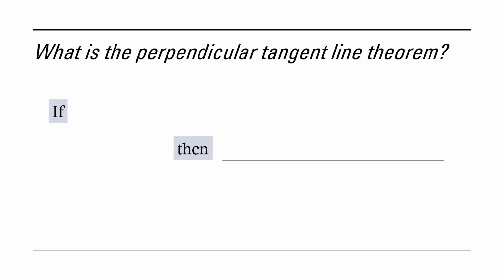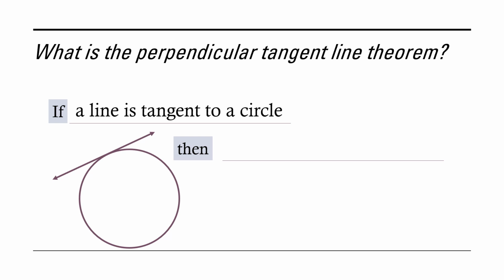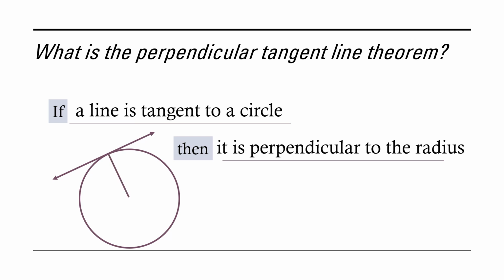The first property of tangent lines is this perpendicular tangent line theorem. It has the same format as most theorems, if then. If a line is tangent to a circle, so here's a line, here's a circle, touches at a single point, then it is perpendicular to the radius. So that means it makes right angles with the radius. That's going to be useful because we can use Pythagorean theorem whenever we see a right triangle.